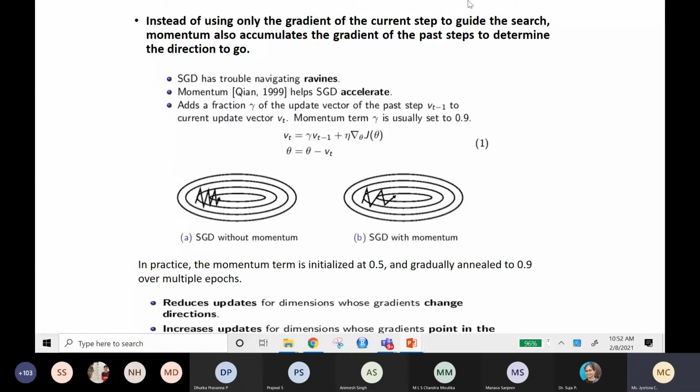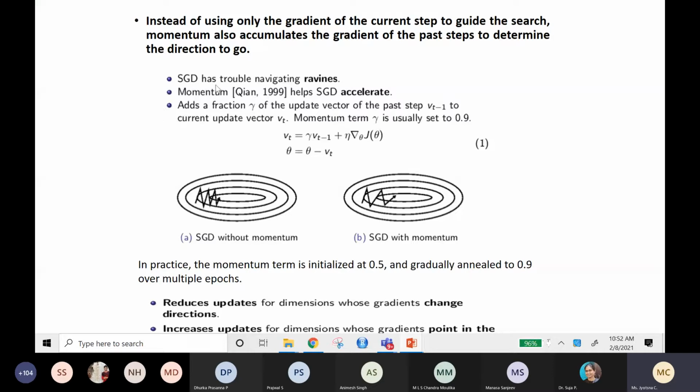But in the case of momentum, it is not deciding only based on the previous gradient. The direction in which it should move is decided based on all the previous gradients. It accumulates those values, considers that value, and based on that it moves in the direction. Okay, so now we will see how the momentum updation happens.